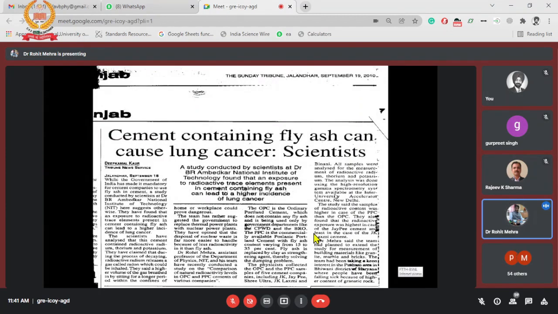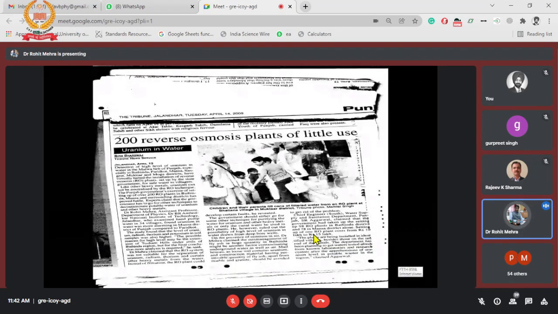But to your surprise, ultimately all these five companies had to pay us a compensation of around 3 lakh each, and they gave a research project to us so that we could work out what the actual limit should be set for the fly ash, so that the radiation level doesn't increase.